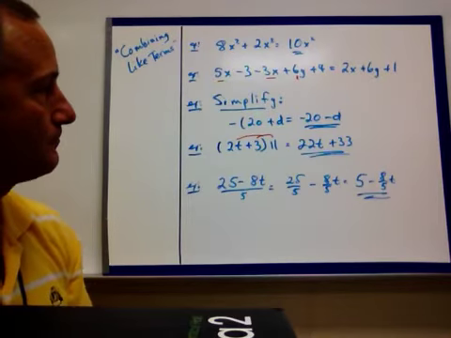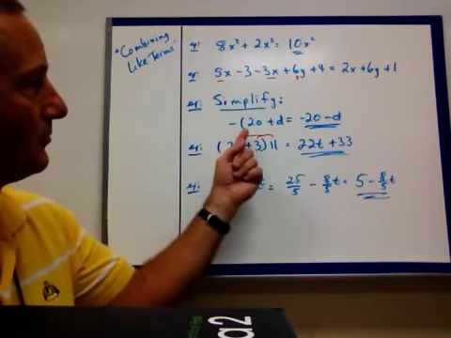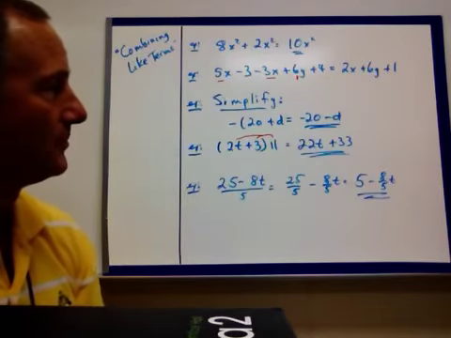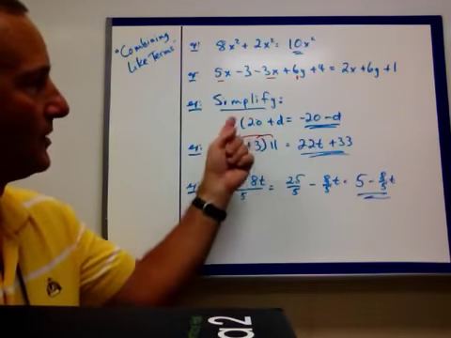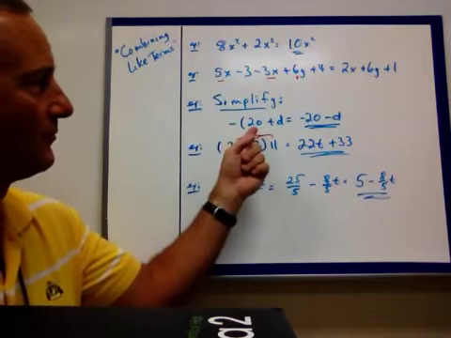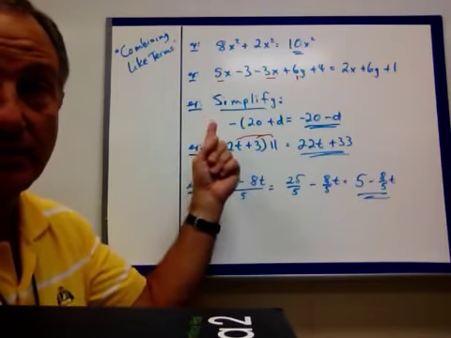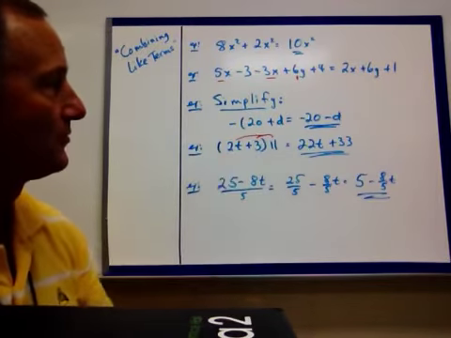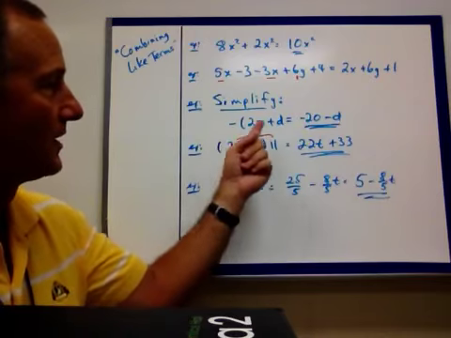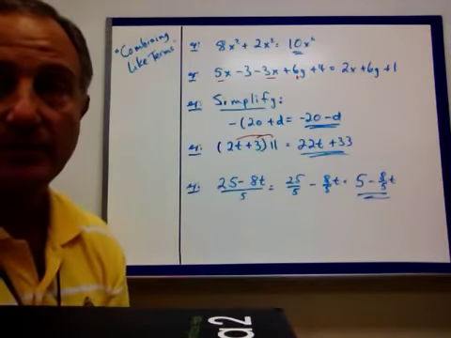Simplify: negative (20 plus d). Distribute the negative to both. So that's negative 1. You think of the negative up front like negative 1. So negative 1 times 20 is negative 20. And a negative times a positive will give you a minus d.